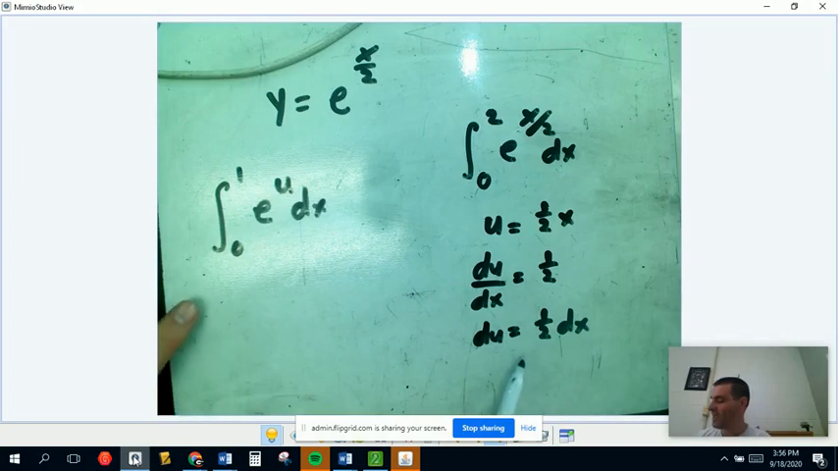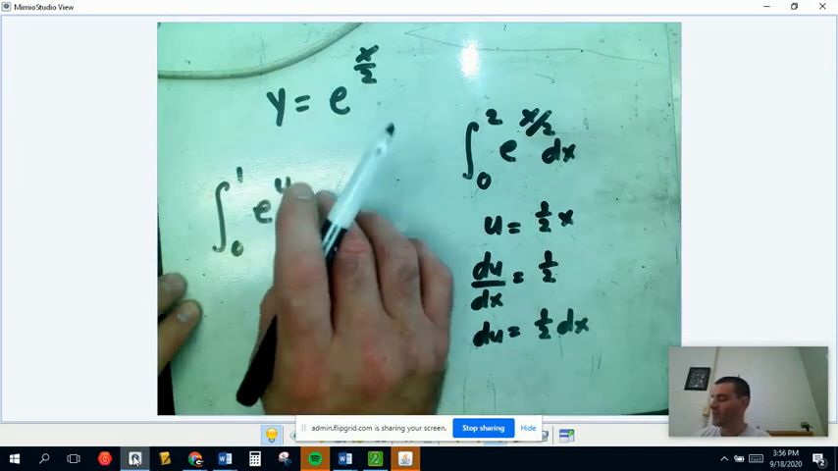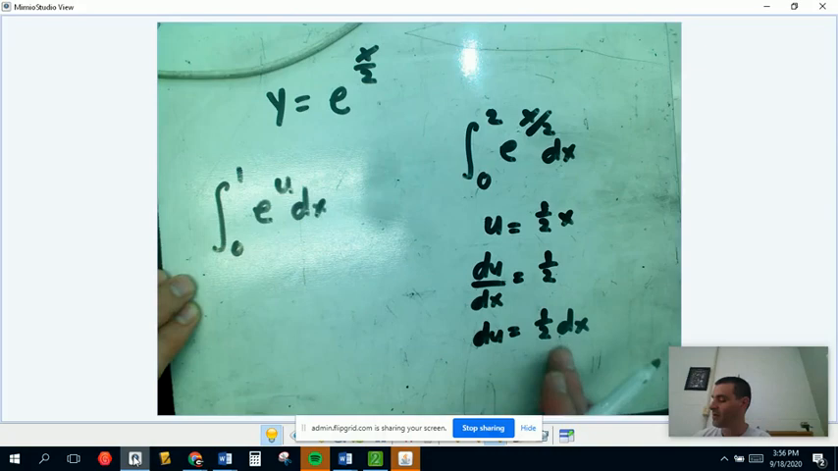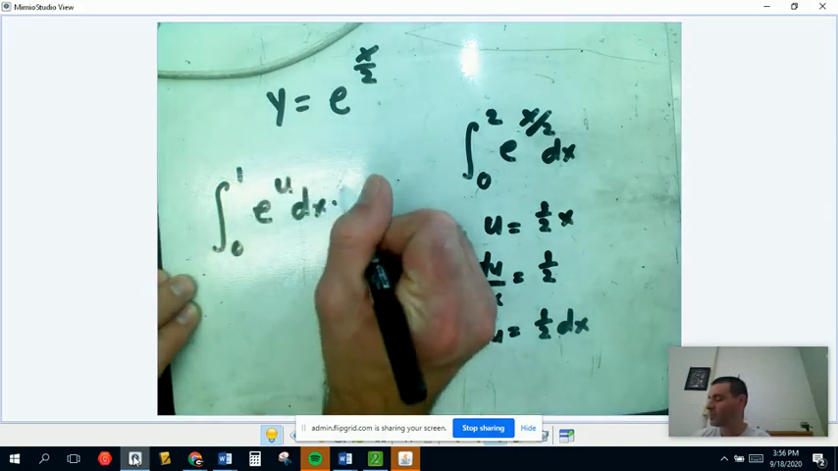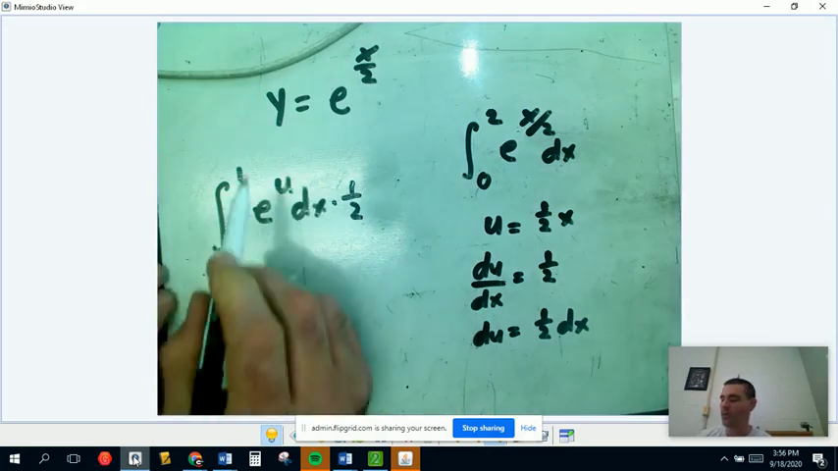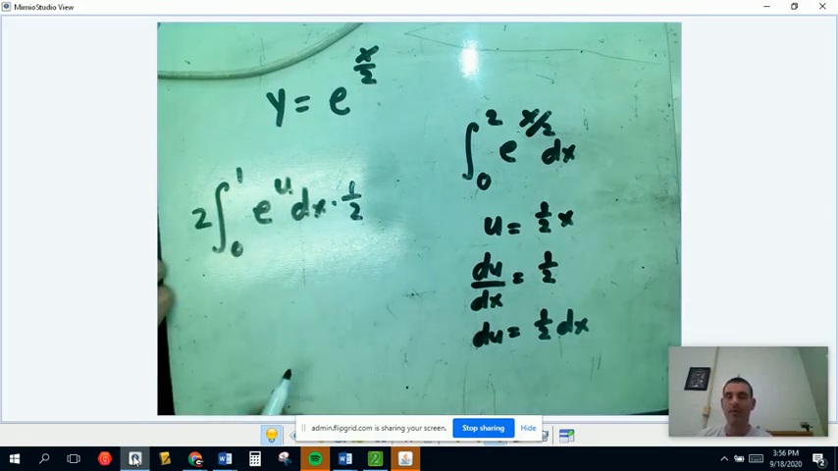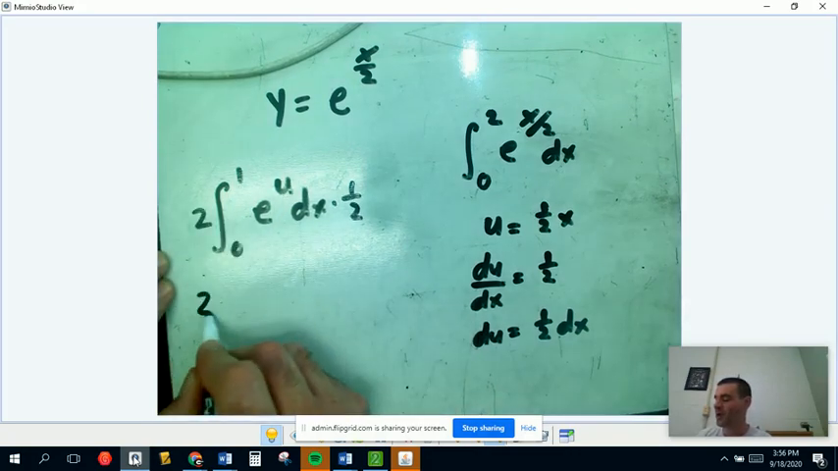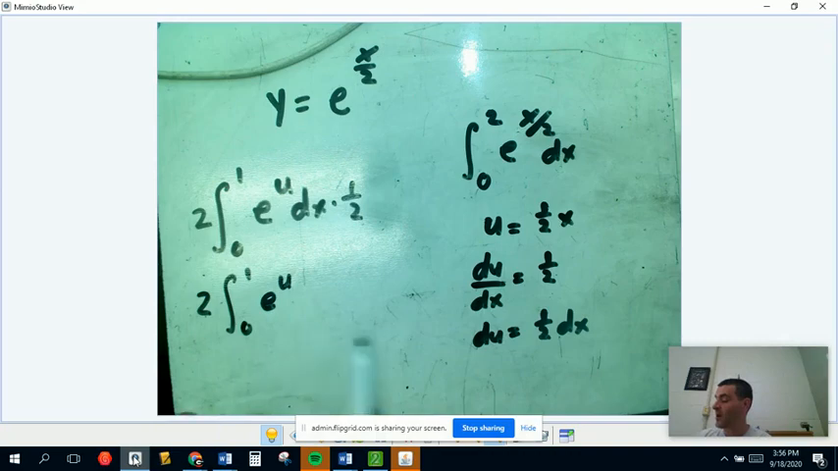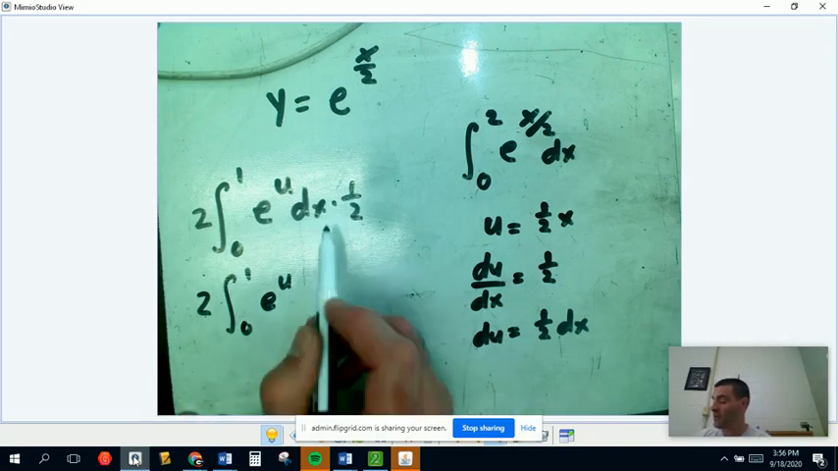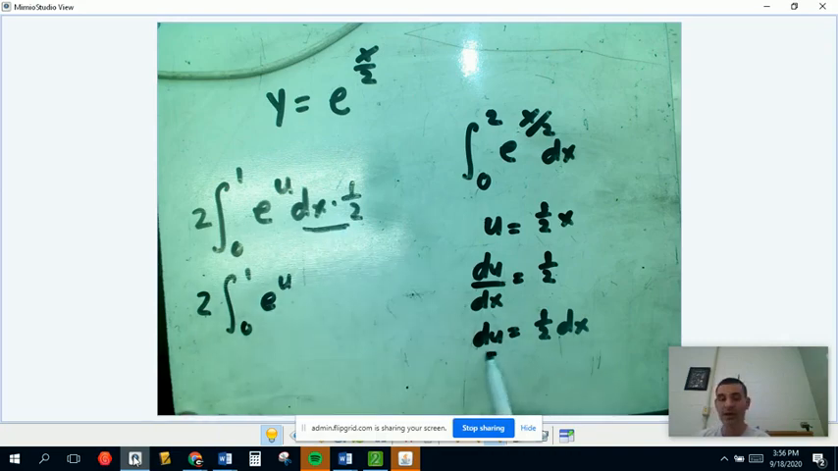We need this to be 1/2. We need a 1/2 in there. So I'm going to put a 1/2. And to compensate, we're going to put a 2 right here, which is perfectly fine. So this becomes 2 times the definite integral of e to u. And now we have du. This is du right here.